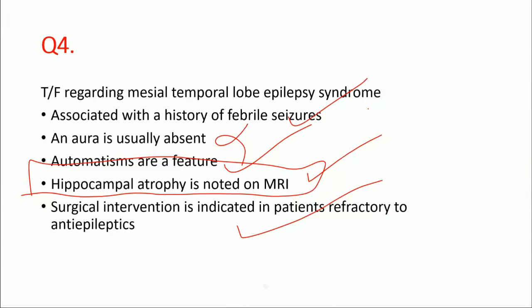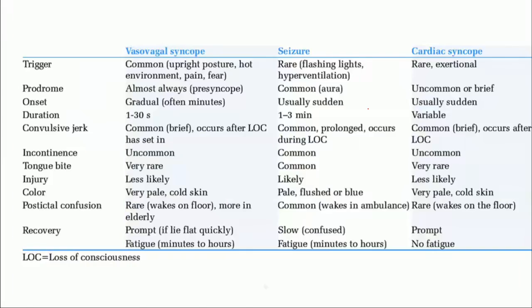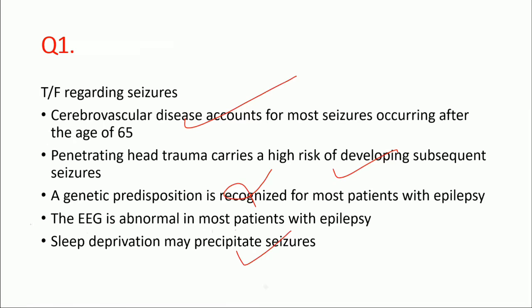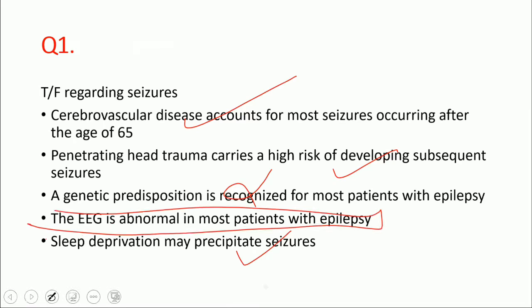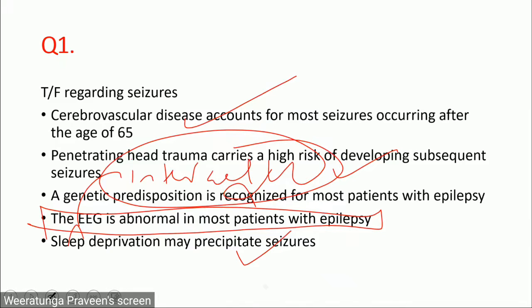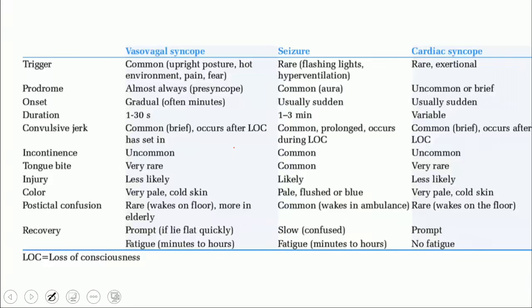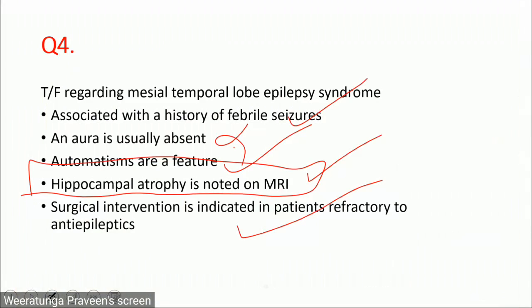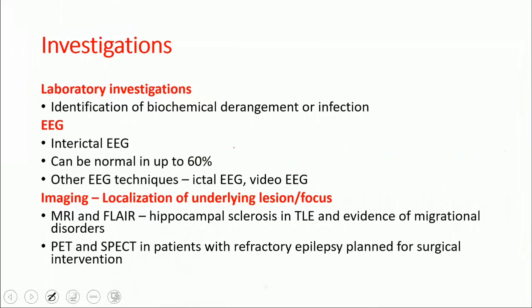Wasn't the EEG the very first question? I came to that too: EEG is abnormal in most patients. The statement is not that good unless you specify the interictal EEG. So I'm referring to the interictal EEG. Most patients with epilepsy or seizures have normal EEGs, right? Interictal EEGs are normal.